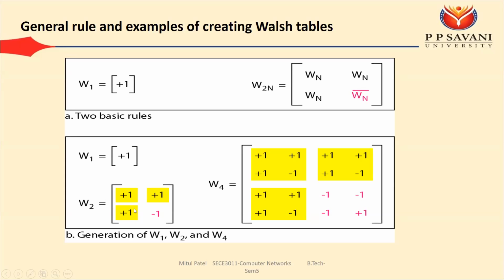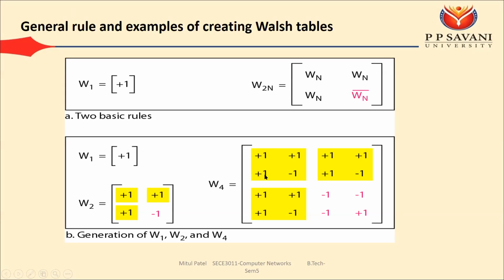Suppose we have two stations in the network. The first row will be assigned to station number 1 and the second row will be assigned to station number 2. So the code for station 1 will be +1 +1, and the code for station 2 will be +1 -1.